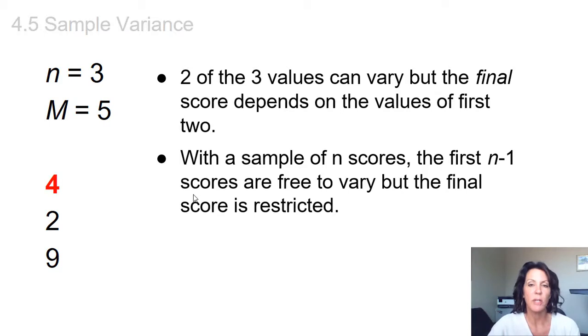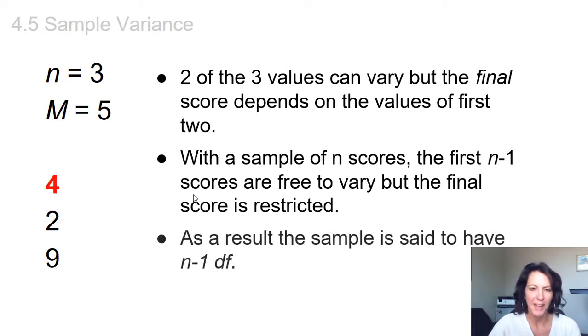So let's say we have a sample of 15 scores. That means the first 15 minus 1 scores, or 14 scores, are free to vary, but the final score is restricted. I know this is a little bit heady, and a little conceptual. As a result, the sample is said to have n-1 degrees of freedom.